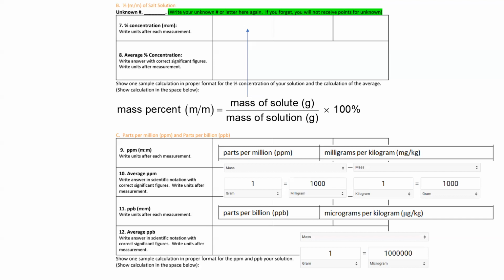Once they're in the correct units, you don't have to multiply by 100. You just do the division, right, and write the number. You're going to be reporting these numbers in scientific notation into Canvas, and you just include the units, which are either ppm or ppb.